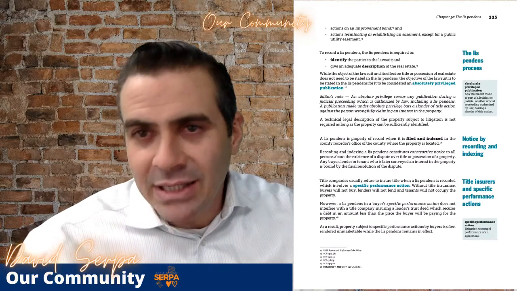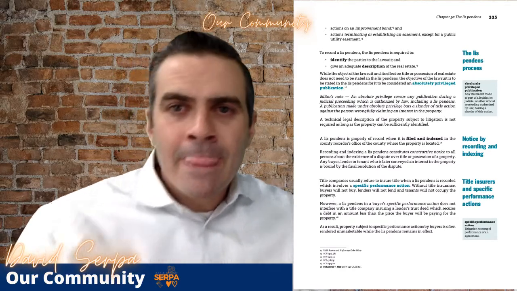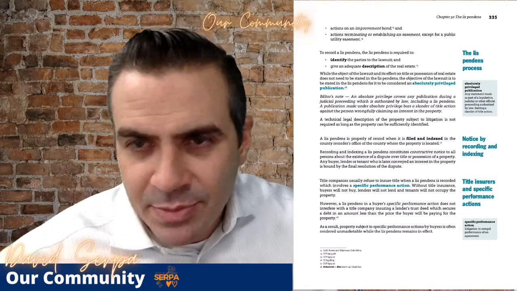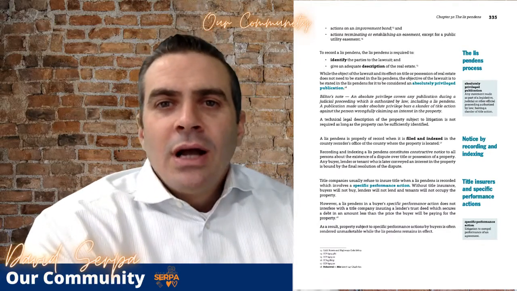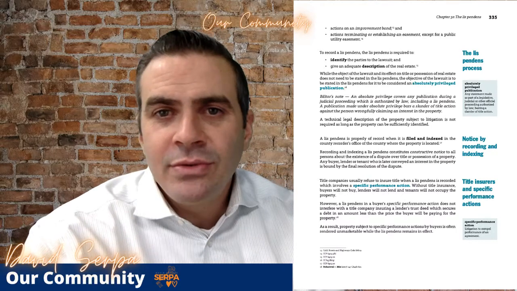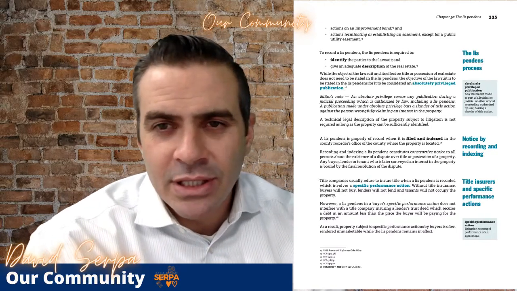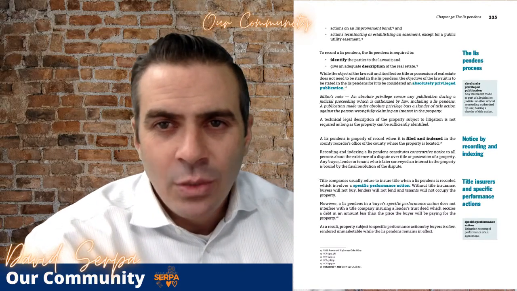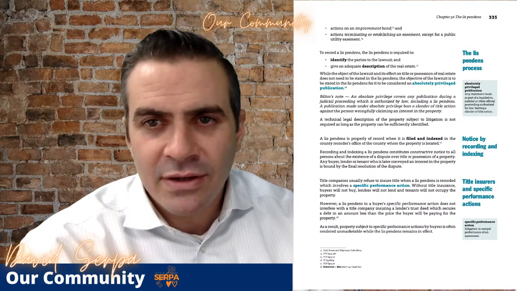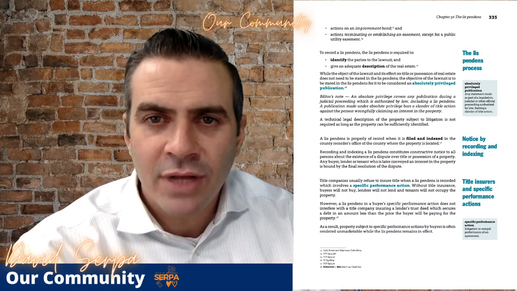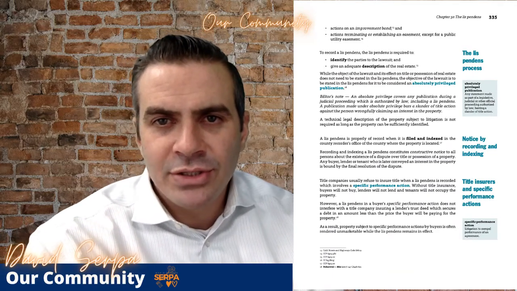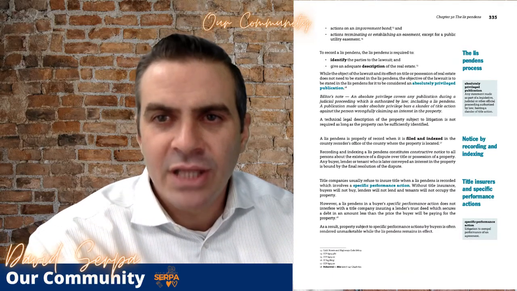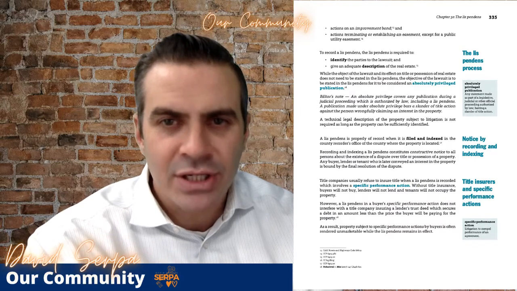The lis pendens process. To record a lis pendens, the lis pendens is required to identify the parties to the lawsuit and give an adequate description of the real estate. While the object of the lawsuit and the effect on title or possession does not need to be stated in the lis pendens, the property of the lawsuit must be stated in the lis pendens for it to be considered an absolutely privileged publication.